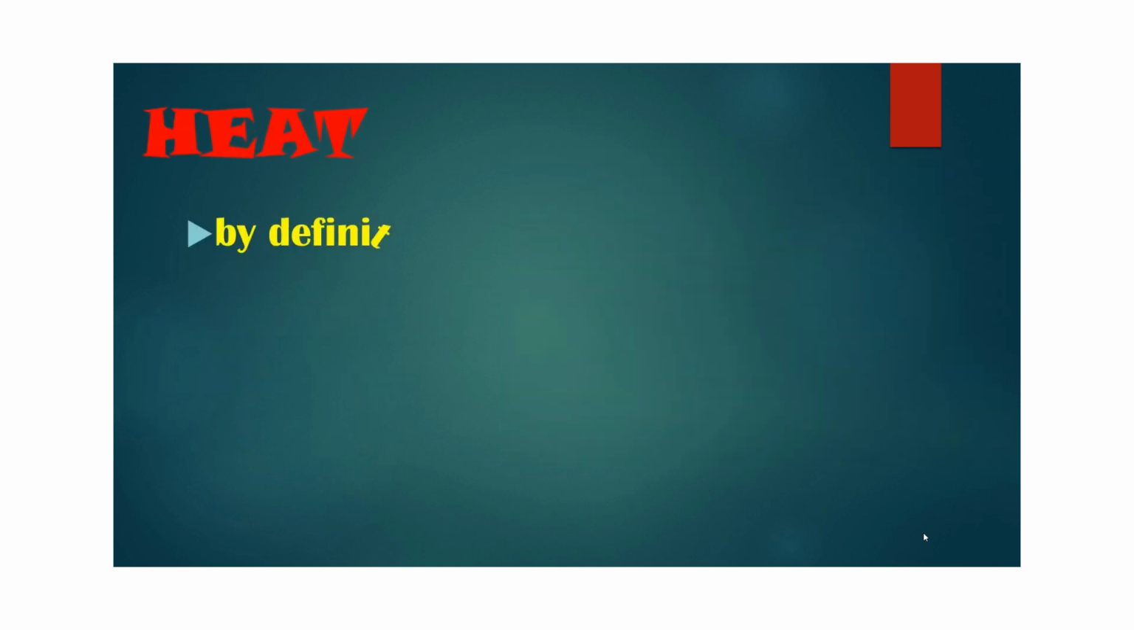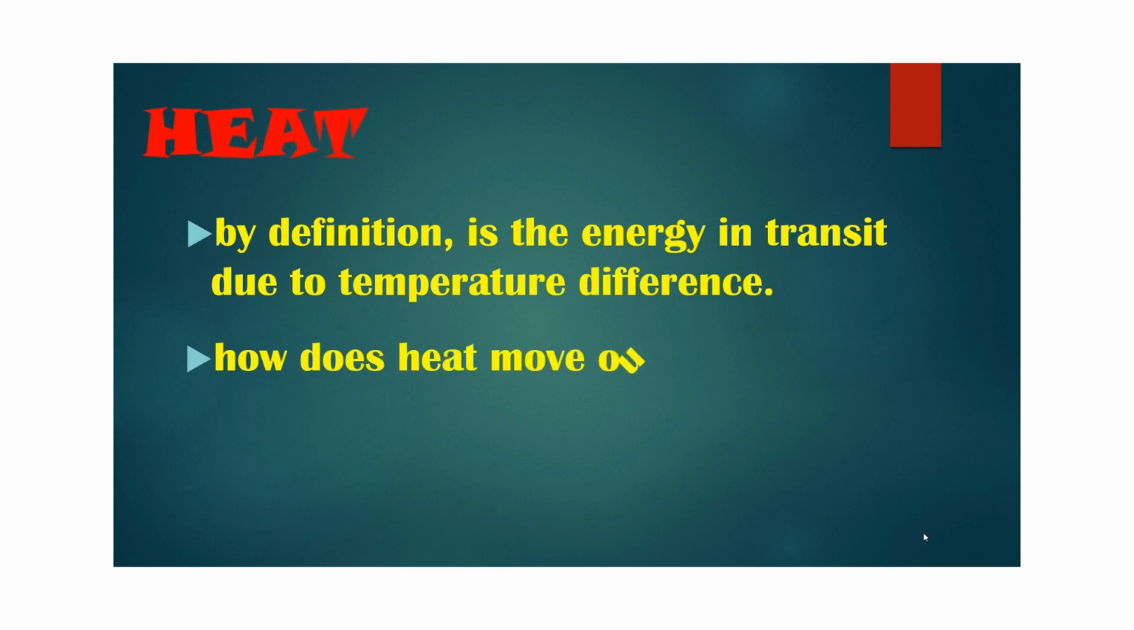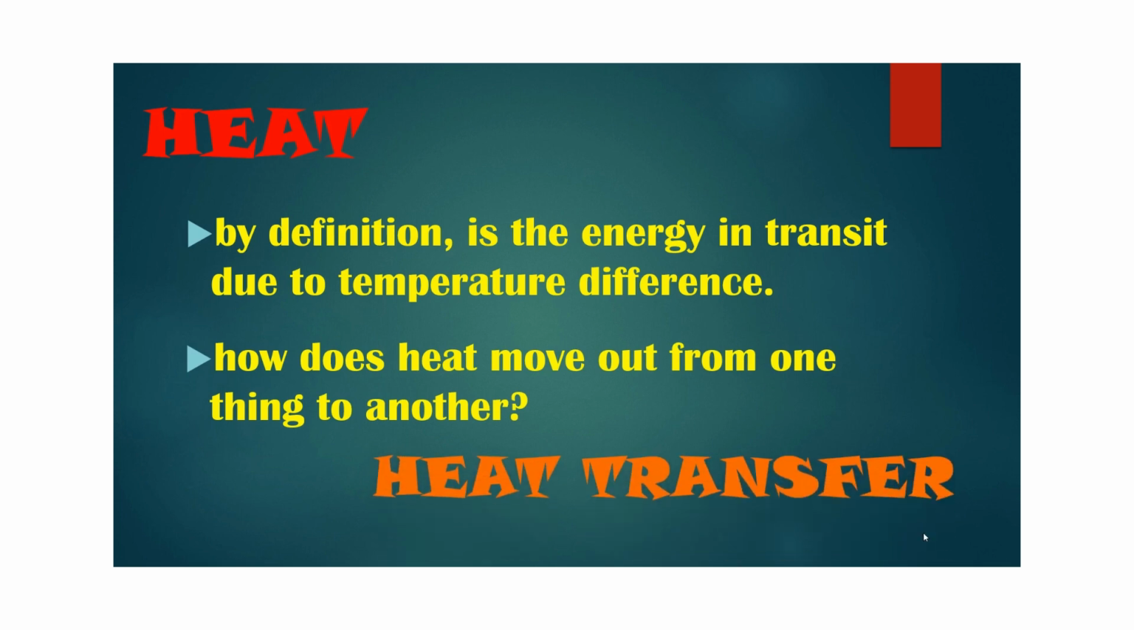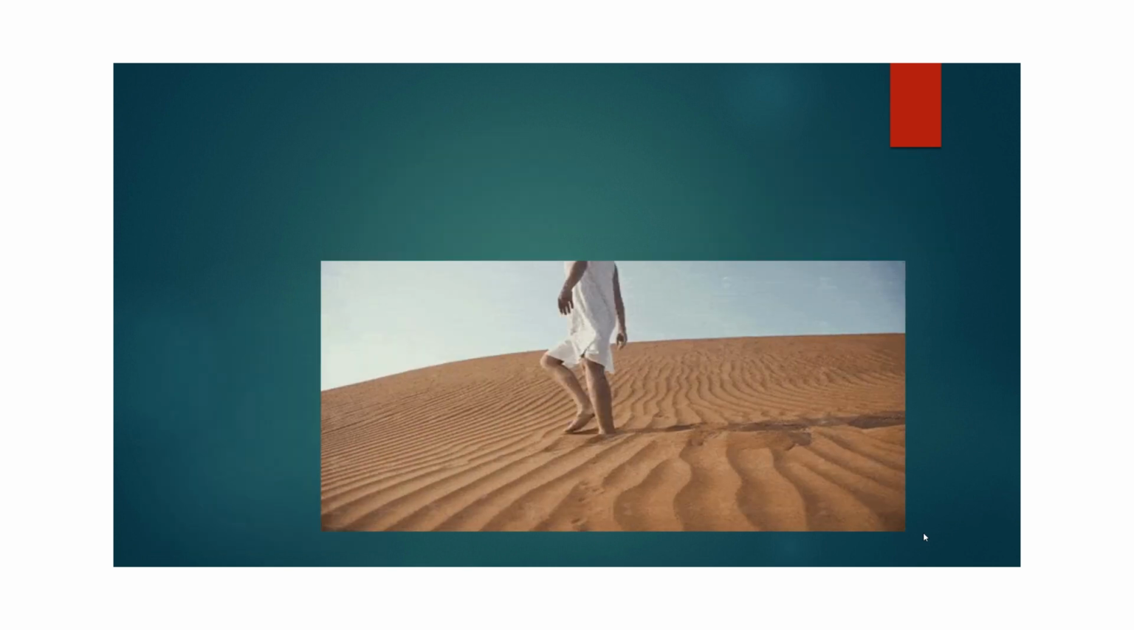Heat, by definition, is the energy in transit due to temperature difference. Heat is always moving. The question now is, how does heat move out from one thing to another? This is what we refer to as heat transfer. Basically, the movement of heat comes in three ways: conduction, convection, and radiation.